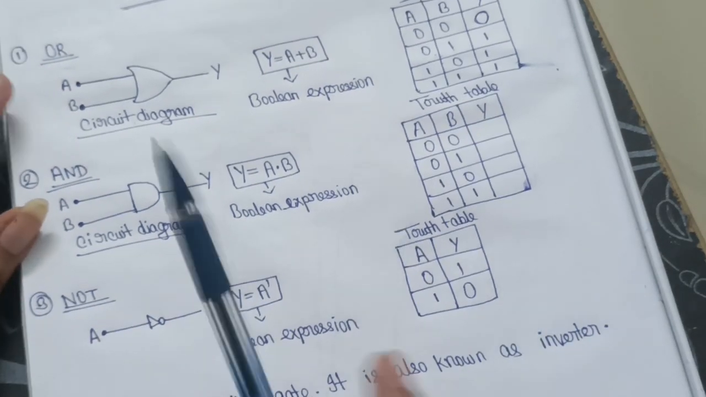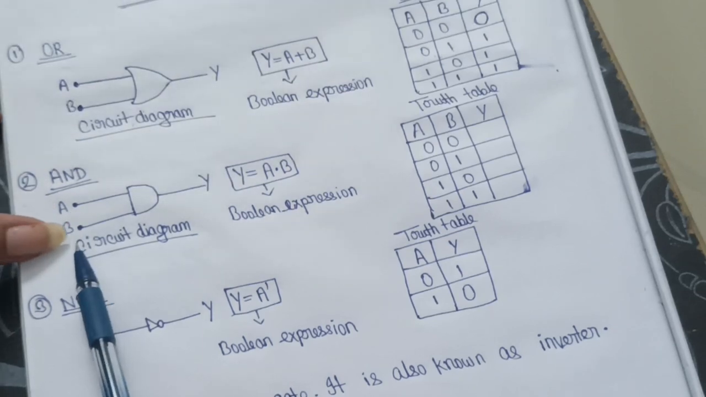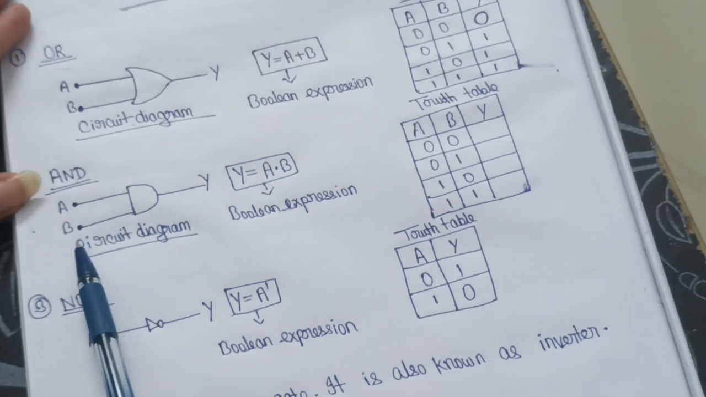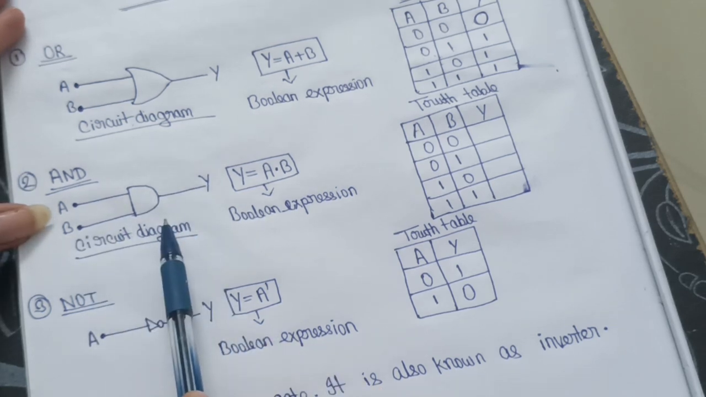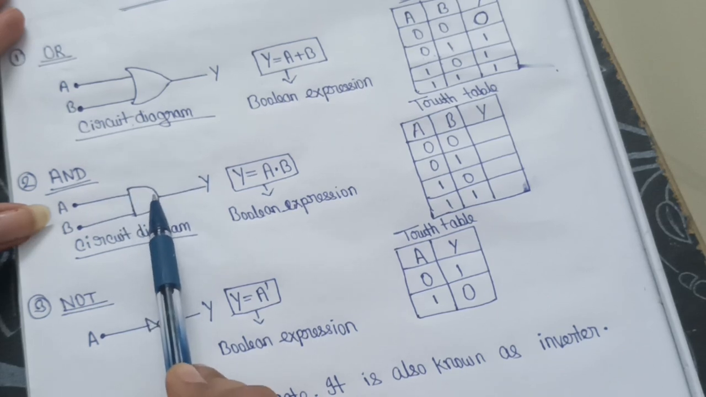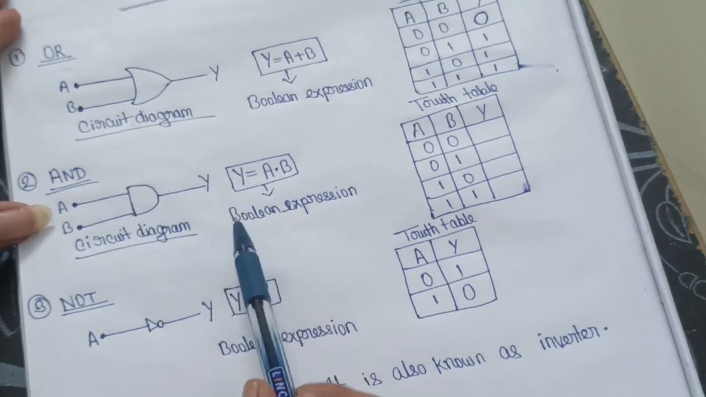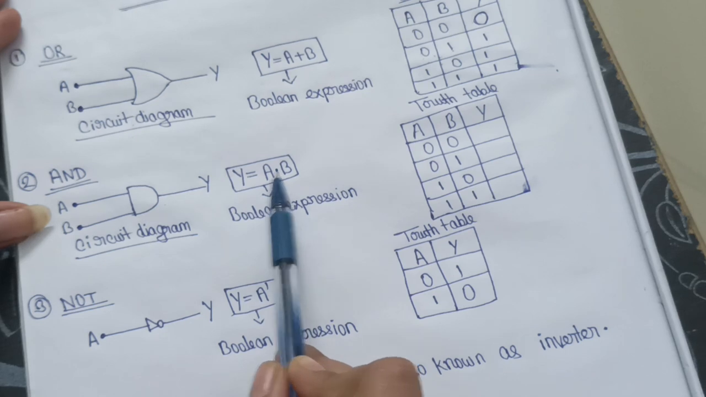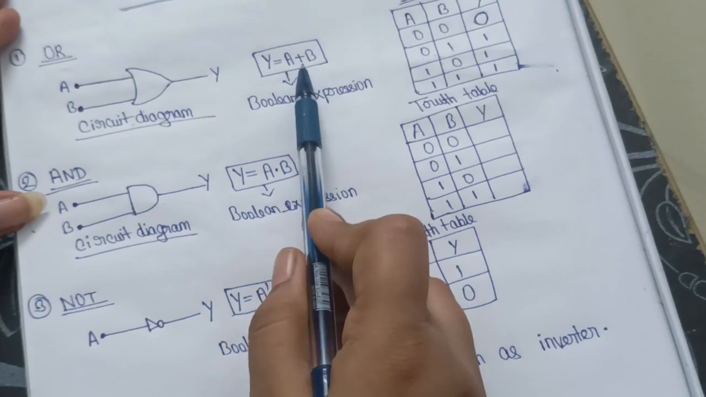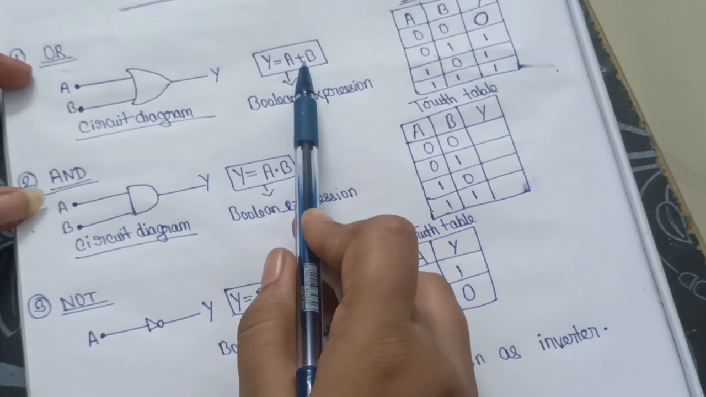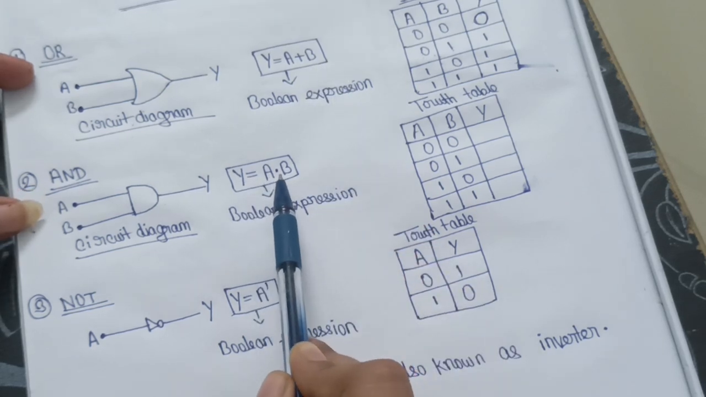And then, secondly, the AND gate. A and B are the 2 inputs, and the output will be 1. In this diagram, the symbol has a curve in front. Its Boolean expression is A and B. In the OR gate A plus B is not a plus, it is OR, A or B. Here Y equals A and B.